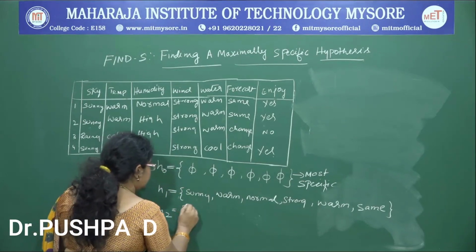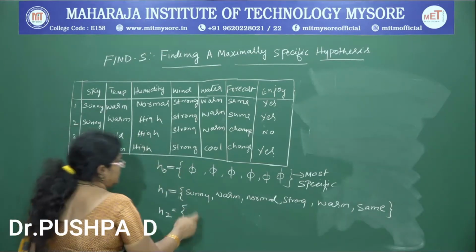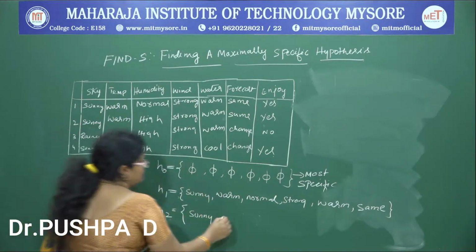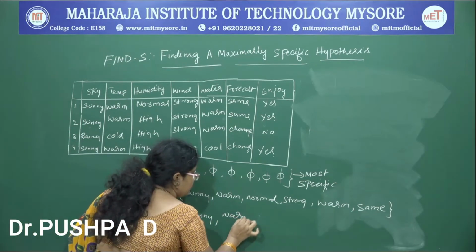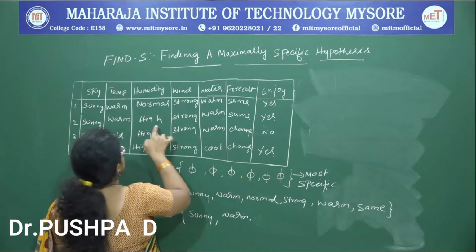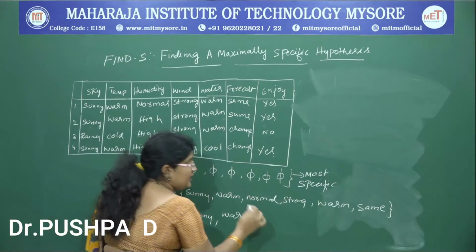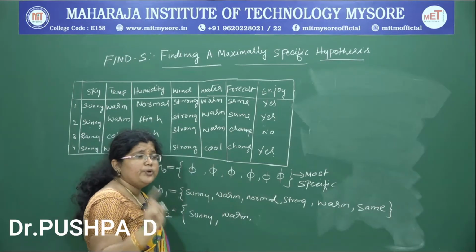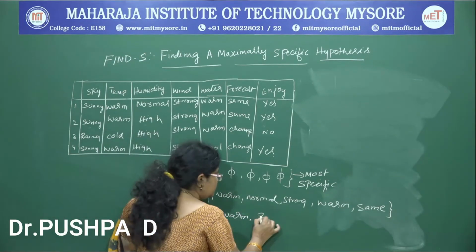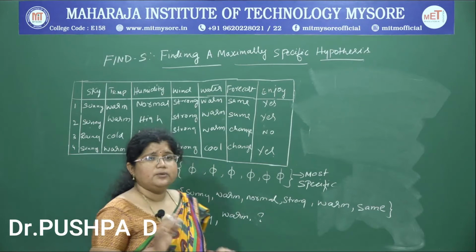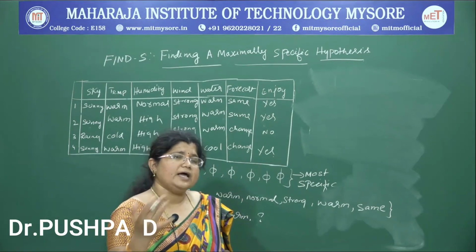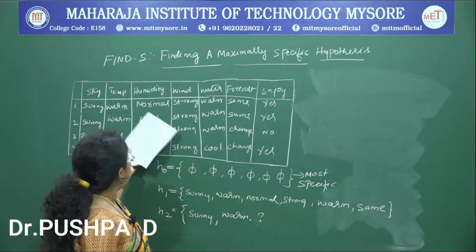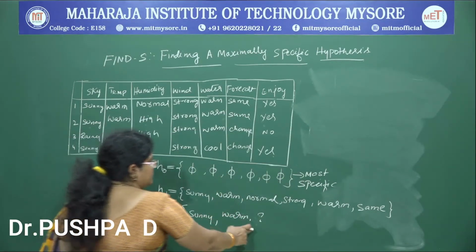That is sunny, warm, then normal and high. We are replacing these two values with a question mark. Why the question mark? The question mark is a generalization; it can accept any value, either warm, high or normal. So it is a question mark.